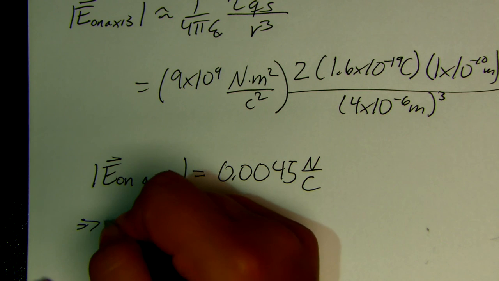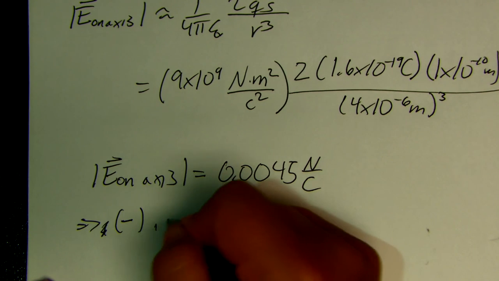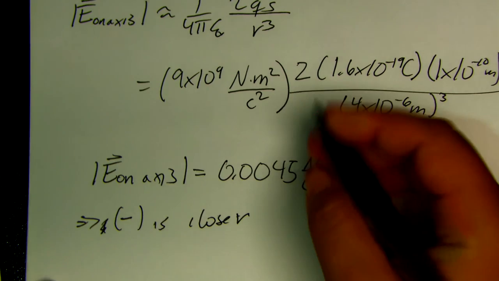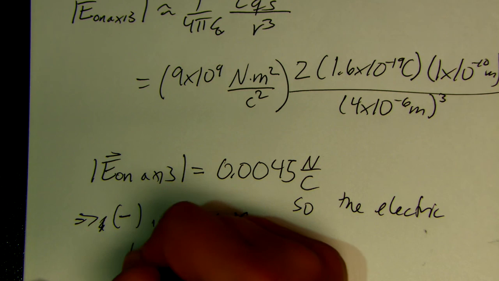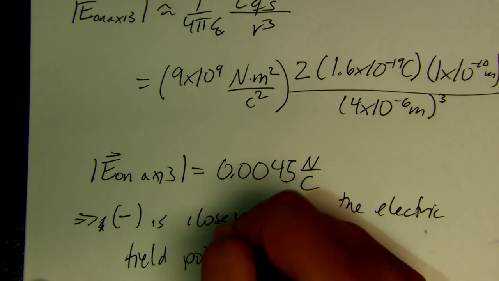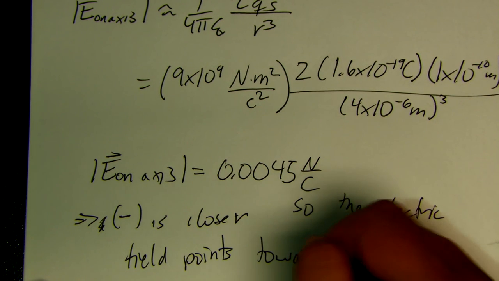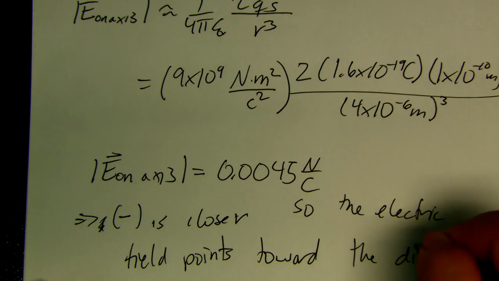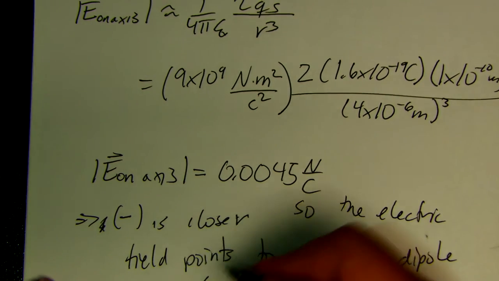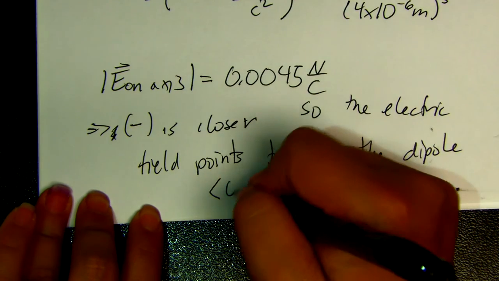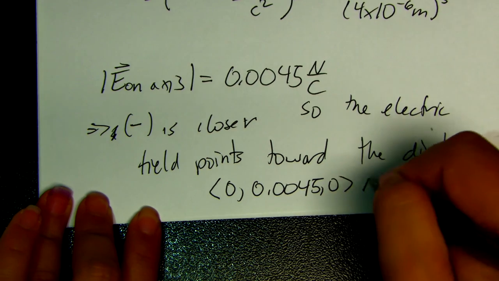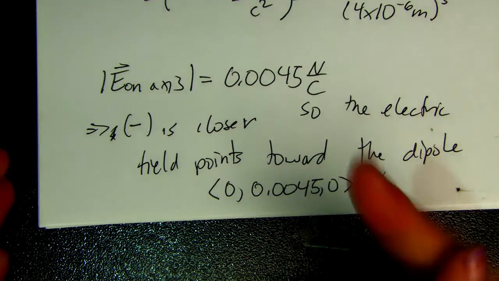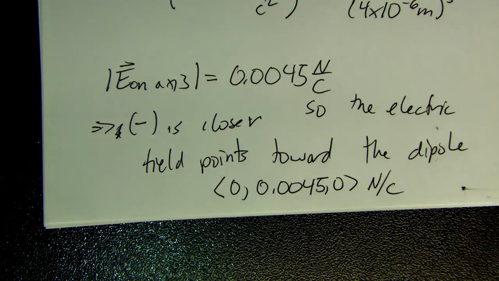So we can see the negative end is closer. So the electric field points towards the dipole. So we can write this as a vector, 0.0045 newtons per coulomb. We can see towards the dipole is in the positive y direction. It's pointing up.